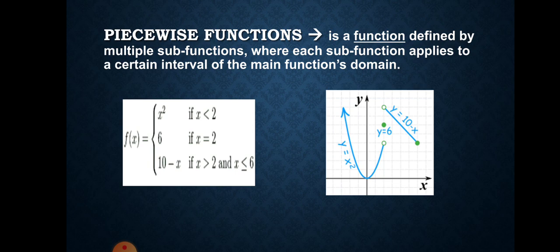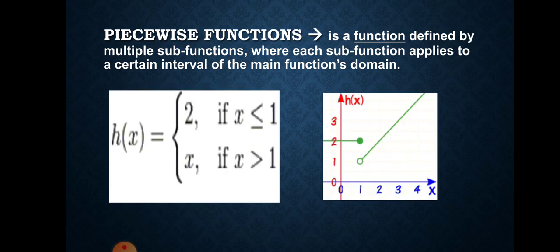So, ibig sabihin, what are the numbers greater than 2? Those are 3, 4, and so on and so forth. Punta naman tayo sa x that is less than or equal to 6. Naka-shadowed hole po siya. Ibig sabihin, hanggang 6 lang po ang pinaka direction niya or condition. So that is the graph for y is equal to 10 minus x. And that is an example of piecewise function. Ibig sabihin, a function that has multiple sub-functions.